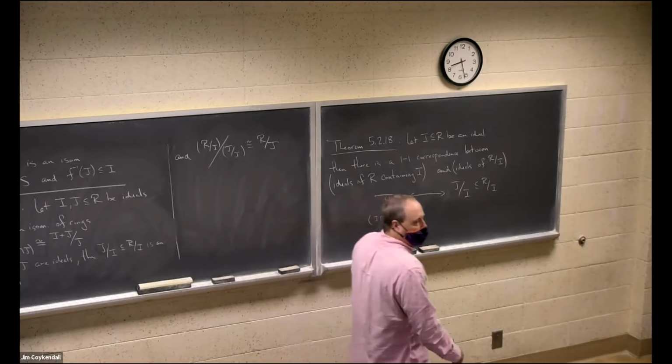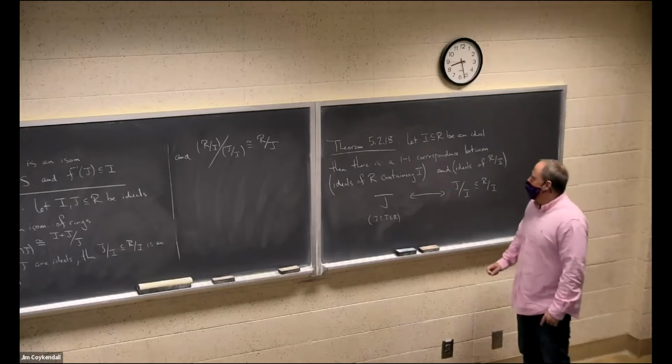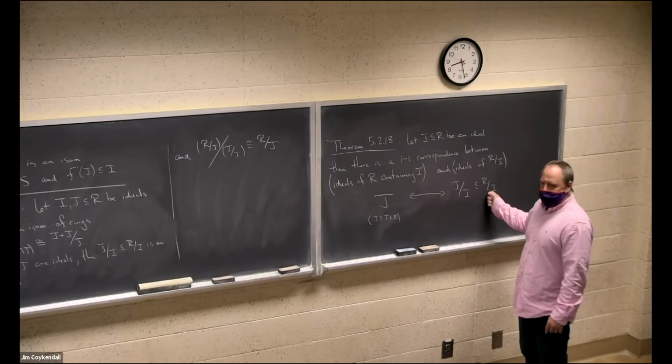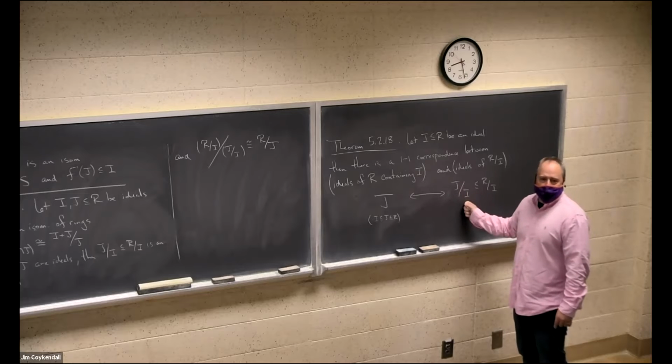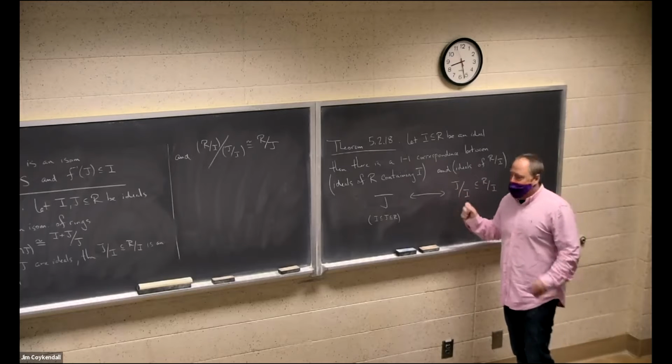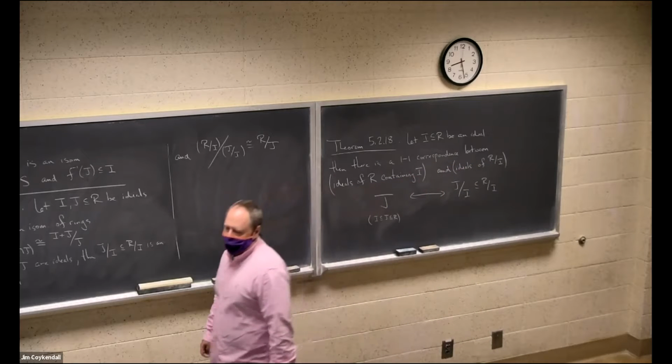So here's the takeaway. And again, this is just like the group theory thing. Every ideal of R mod I is of this form. If I had any ideal of R mod I, it is of the form J mod I, where J is an ideal of R that contains I.